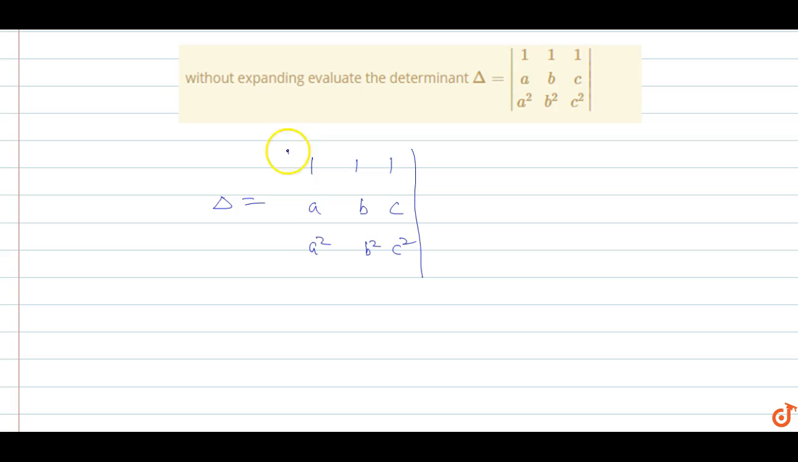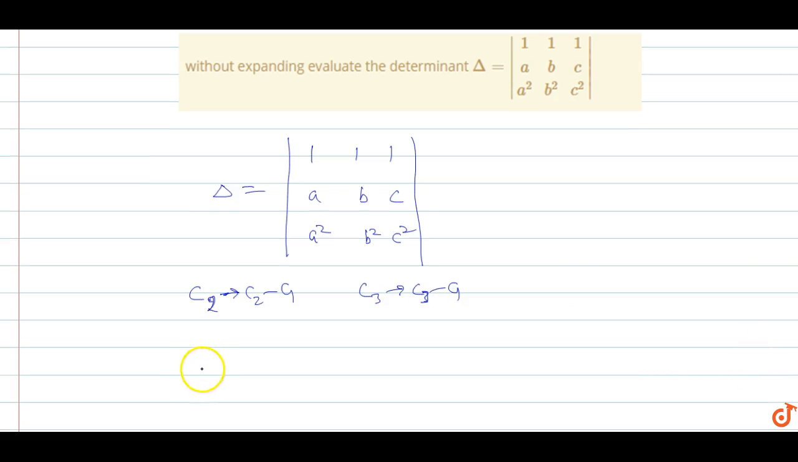So यहाँ पर कौन सी डिटरमिनेंट प्रॉपर्टी लगाएं? फर्स्टली हम लिखते हैं c2 को c2 minus c1 and c3 को c3 minus c1. Okay, so this will become delta is 1, a, a square, c1 is as it is, c2 is c2 minus c1, so this will become 0, b minus a, b square minus a square, and this will become 0, c minus a, and c square minus a square.